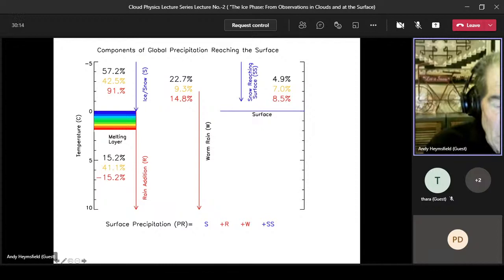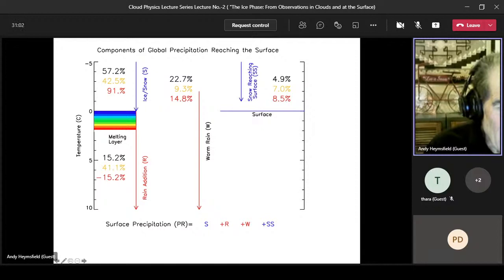The warm rain process, I show the values right here. And so about 22%, almost a quarter of the Earth's precipitation is due to warm rain. And you see here, these are very, very different. So the models are not getting the warm rain process very well. And then this is the component that just falls right to the surface as rain, but melts. And so almost 60% is due to snow that melts to rain. And the models are all over the place.